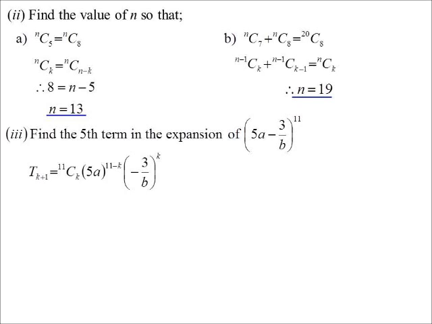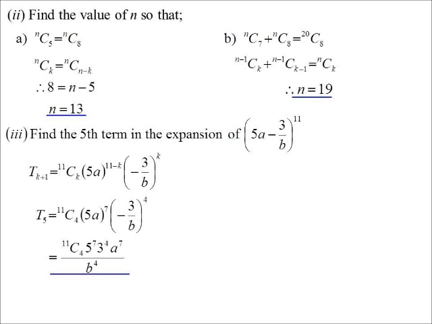Notice, though, that this is term k plus 1, because the 1st term is when k equals 0. So if you sub in k equals 0, you'll get term 1. Okay. Now, we want the 5th term. So the 5th term will be when k is equal to 4, not when k is equal to 5. So if we sub in 4, I get 11C4, 5a to the power of 7, negative 3 on b to the power of 4. So I know it's going to be positive, because a negative number to the power of 4 would be a positive number.